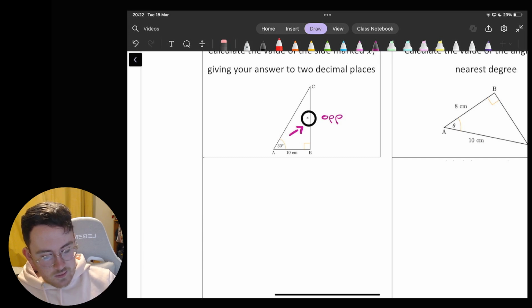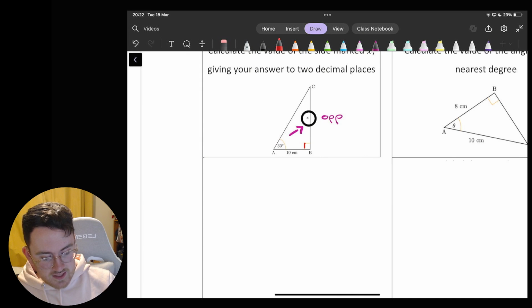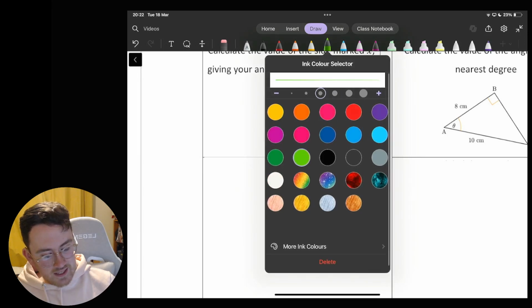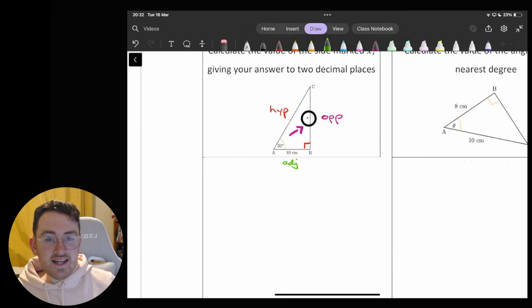The next one that is usually best to go for is the hypotenuse. The hypotenuse is the longest side, and I'm marking in the right angle here because it's always across from the right angle, because the biggest side will always be opposite the biggest angle in a triangle. The last one we can label, by process of elimination, is the adjacent side. This is the one that is beside the angle you're talking about, so the 10 centimeters here.